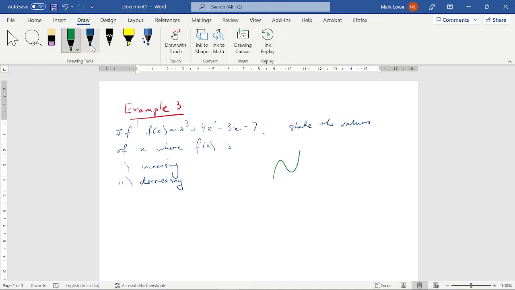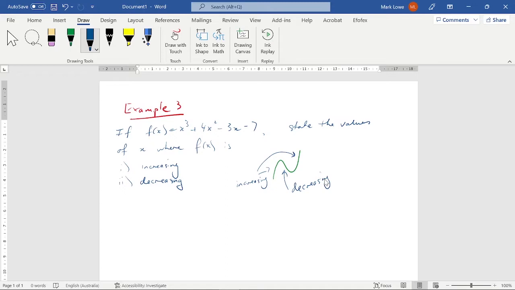So we can see with this sketch, we know it's a positive cubic and we're expecting it to look like this. Here is where it is increasing, there and also there. And at this point here is where it is decreasing. So the key is to find the point at which it is changing from increasing to decreasing or decreasing to increasing.